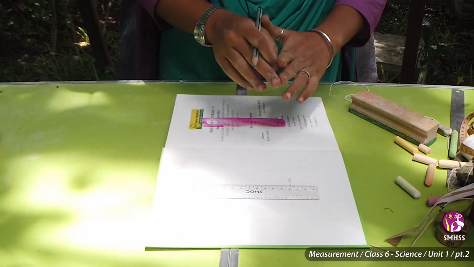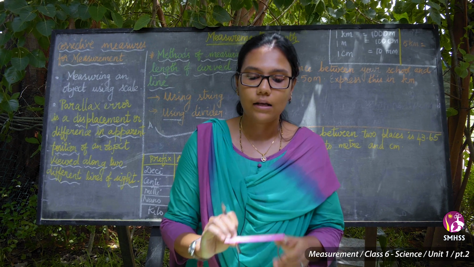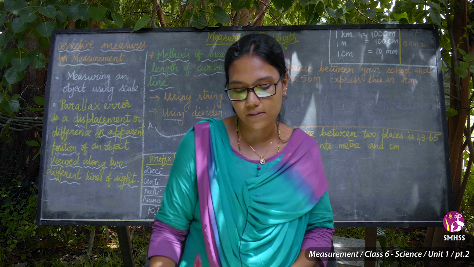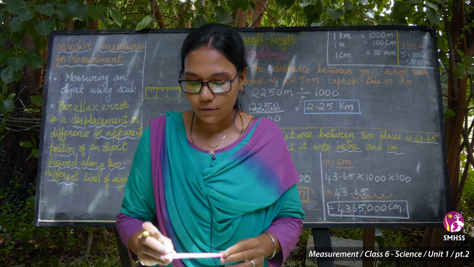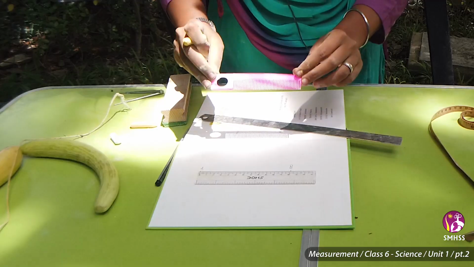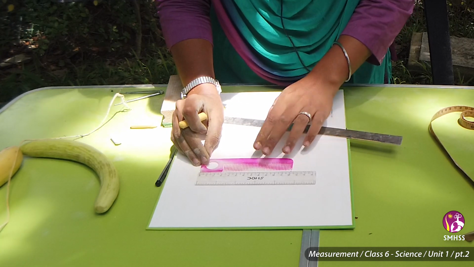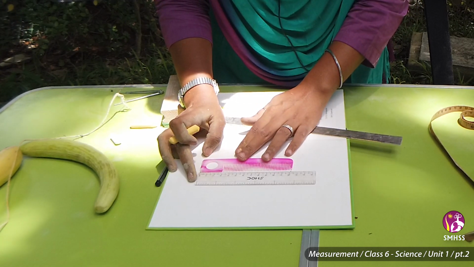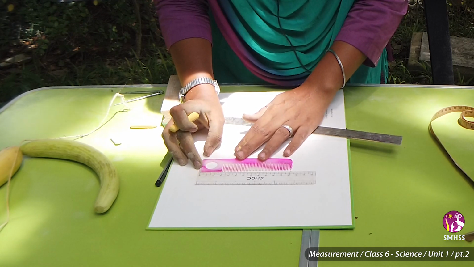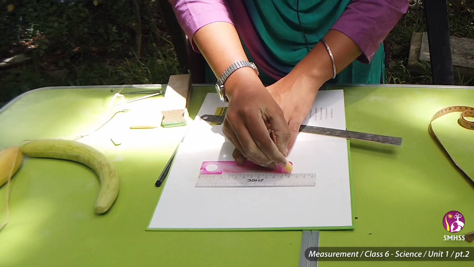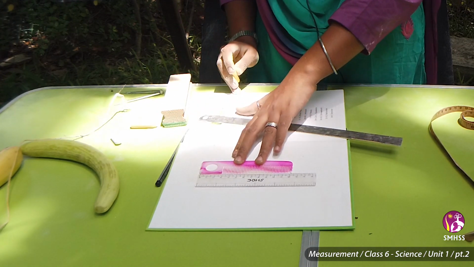This is how we have to measure in a regular, plain surface. I taught you how to take the measurement of this comb, isn't it? We placed the beginning of the comb at the 0, it should coincide with the 0, and at the end it just touches 12.1.